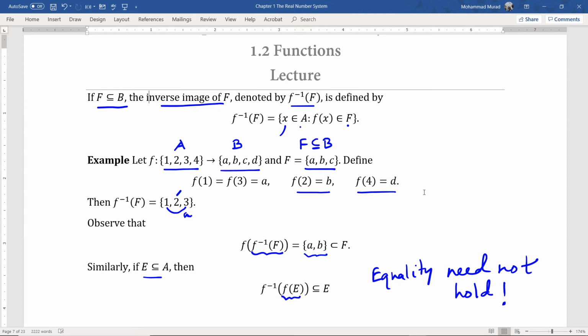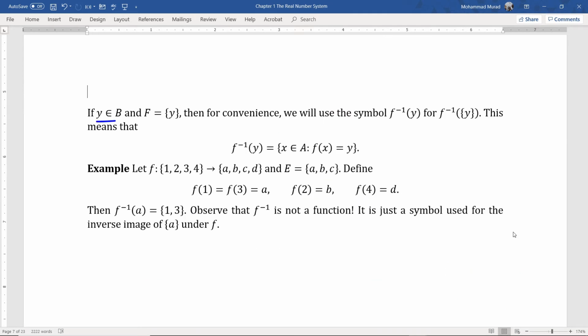In particular, if y is an element in B and F is a set containing y only, then for convenience we will use this symbol instead of this. So this is the inverse of F, but since the set contains only a single element y, instead of putting so many braces, we will write f inverse of y. So by definition, f inverse of y is the set of all x in A whose image equals y.